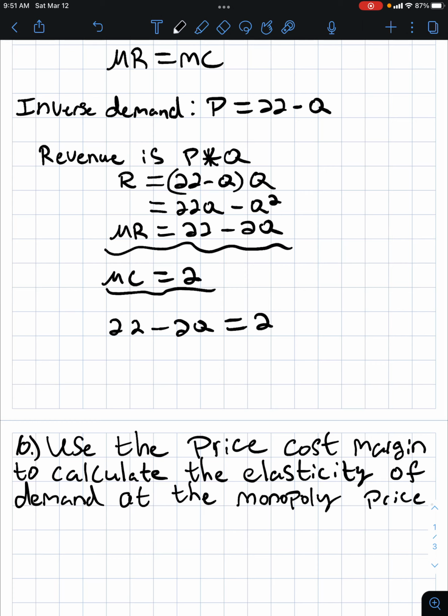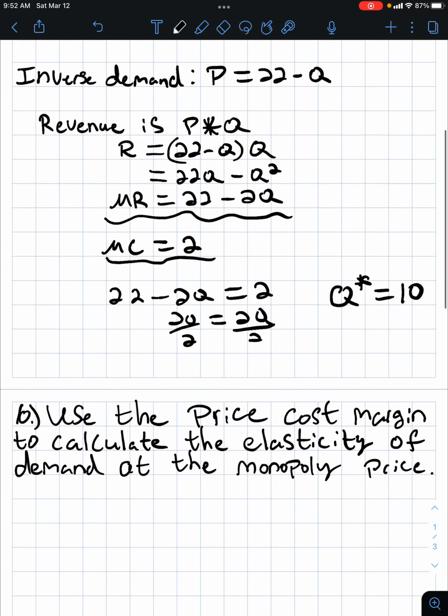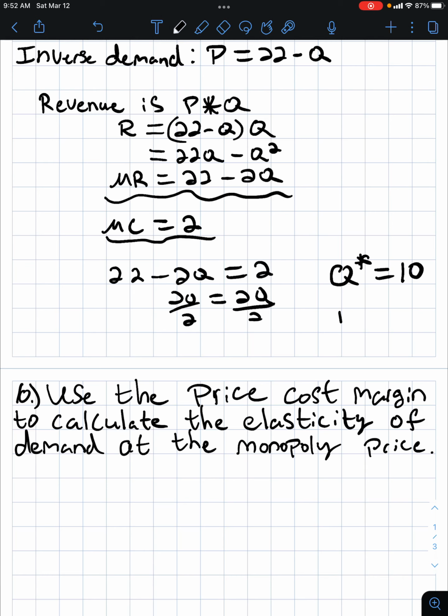If we add 2Q on both sides and subtract 2, we get 20 equal to 2Q. And then if we divide by 2 to solve for Q, we get Q star is equal to 10. And now to find our price, we can just plug our Q star into our inverse demand. 22 minus 10, so P star is going to be equal to 12. So we get a quantity of 10 and a price of 12.